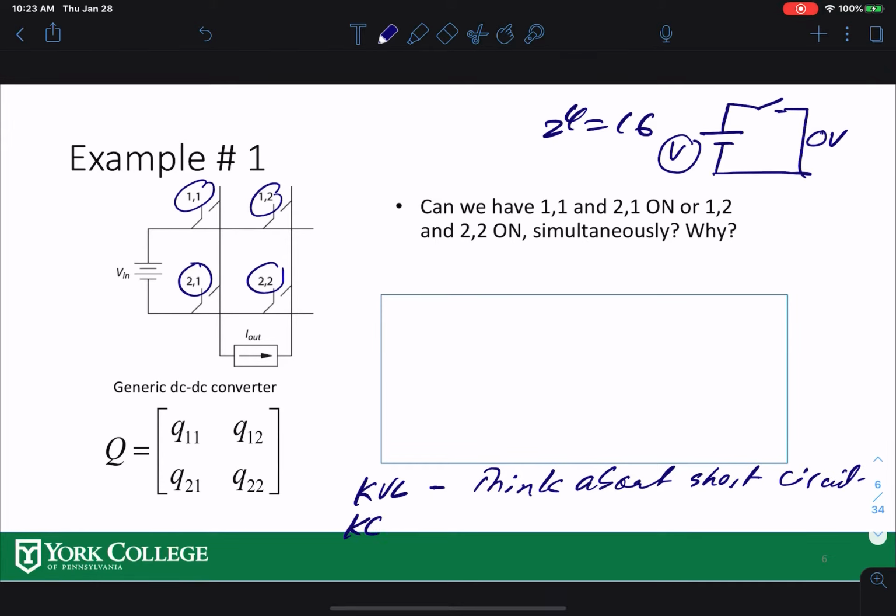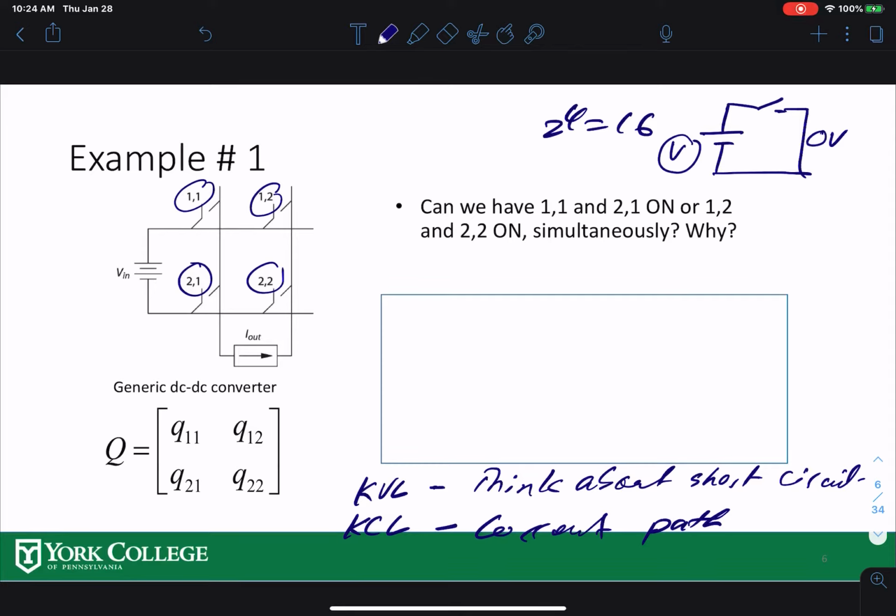And for KCL, you have to think of the current path. KCL needs a current path, right? So while you are violating KVL, you're not violating KCL, because if you turn on Q11 and Q21, that will give you a good current path for the source. So this is not violating KCL.